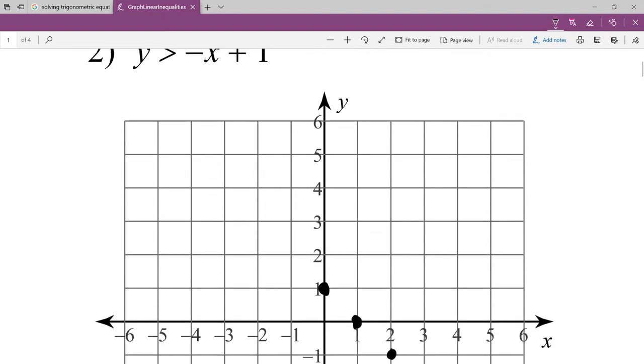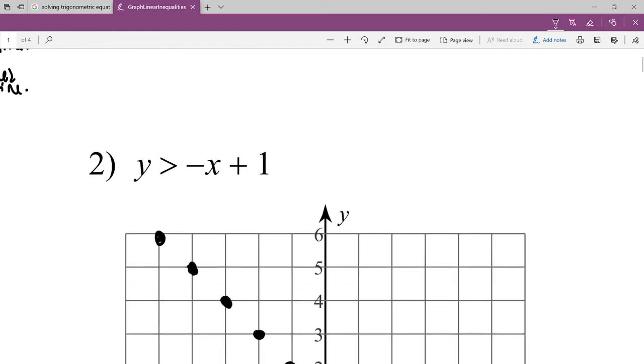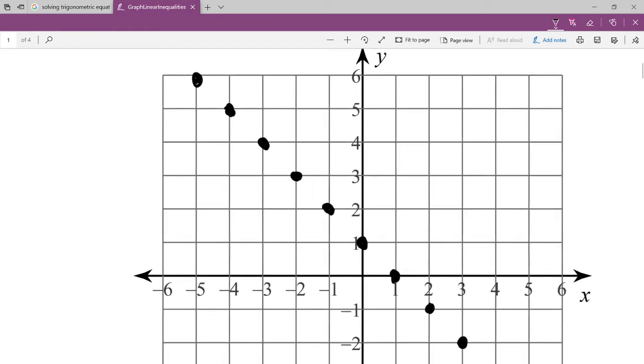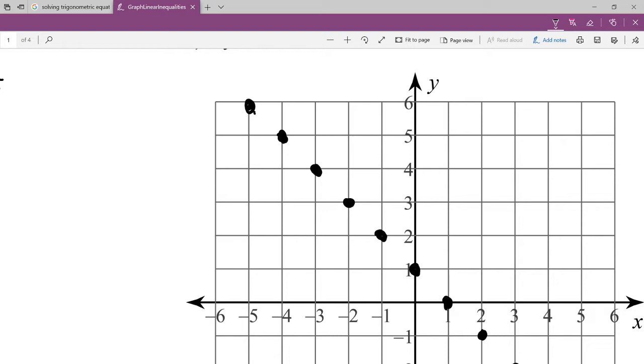And if you're still not good at graphing or plotting points for these, I suggest you look at my other video about how to graph linear equations. So for this one, since it is not equal to, you want to go ahead and do a dashed line. So you do this.